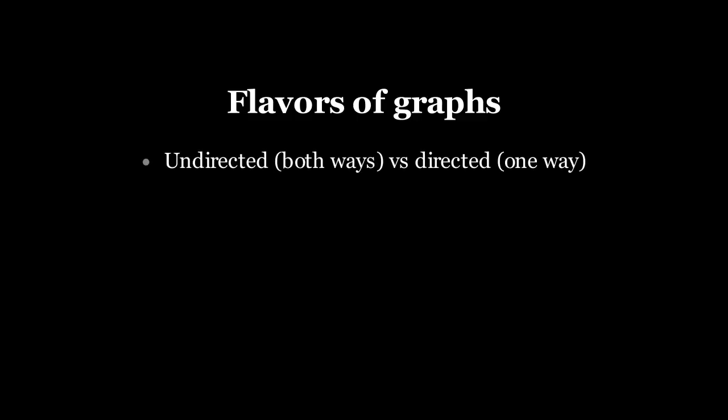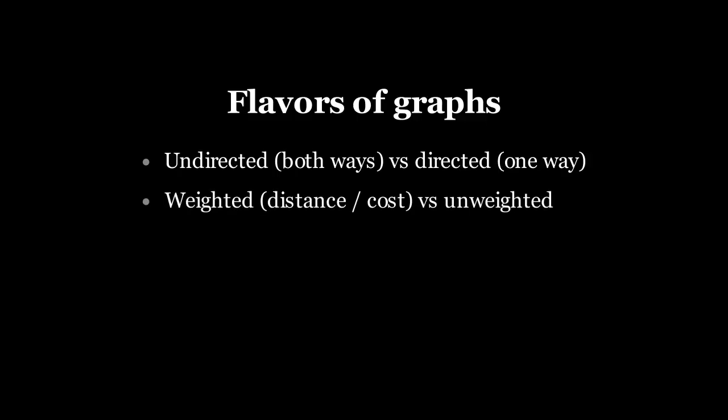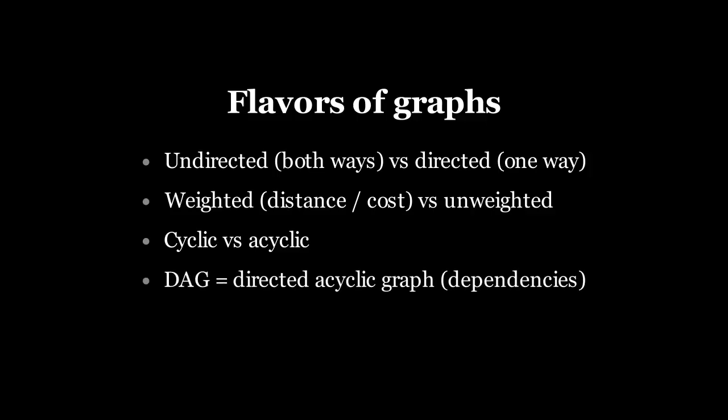Graphs come in a few flavors, and the distinctions matter. Edges can be undirected, where friendship goes both ways, or directed, like a one-way street or a follow on social media. Edges can carry weights, a distance, a cost, a capacity, or be unweighted. A graph with a cycle lets you loop back to where you started. One without any cycles is acyclic. A directed acyclic graph, or DAG, is special enough to earn its own name. It's how we model dependencies.